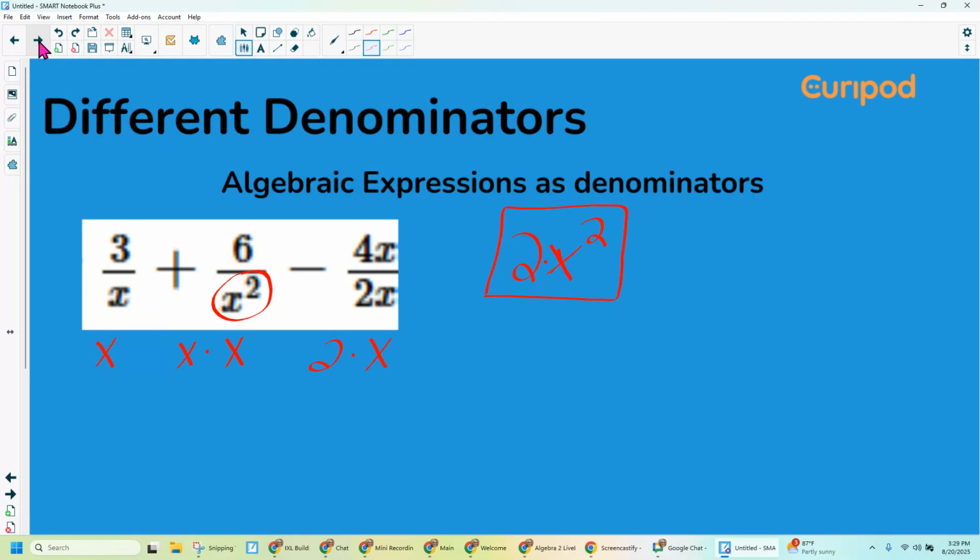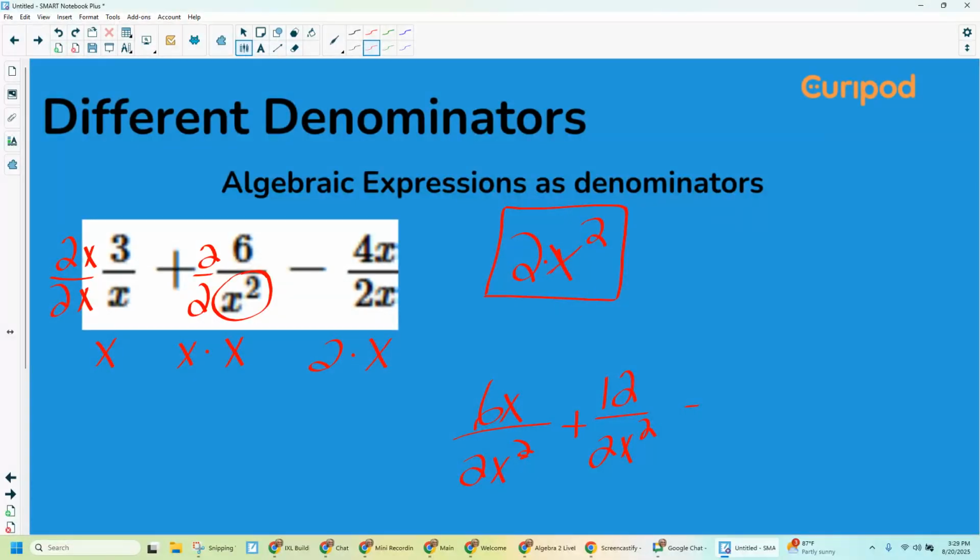If I want the denominator to be 2x squared on this first term, what do I need to multiply it by to get 2x squared? That needs to be multiplied by 2x on the top and the bottom, right? So I get 2x squared, and then 2x times 3 is 6x. The next one has x squared, but I want it to be 2x squared, so I can multiply this one by just 2 over 2. So that would be 12 over 2x squared.